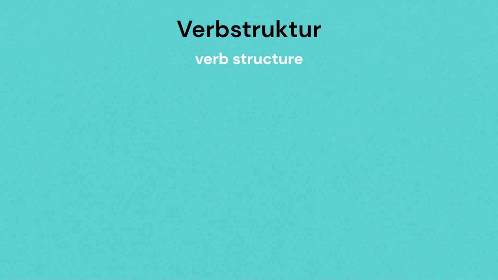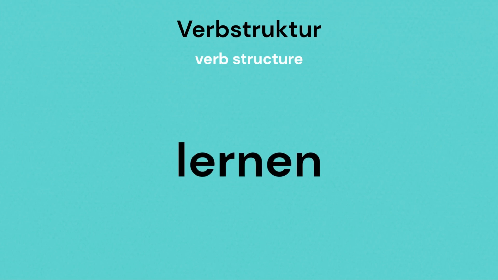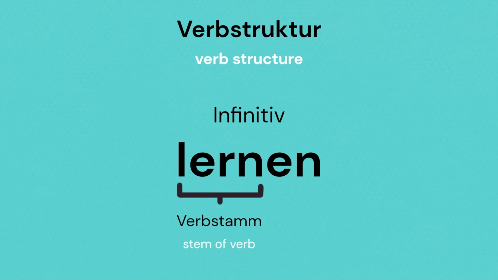Verbstruktur. Let's analyze a verb we have already done. Lernen. This form of the verb is known as the infinitive form of the verb. Each infinitive form has a stem or the Verbstamm and an ending or the Endung. All verbs in infinitive form have either the ending en or just n. This way you can easily recognize the infinitive form of a verb.